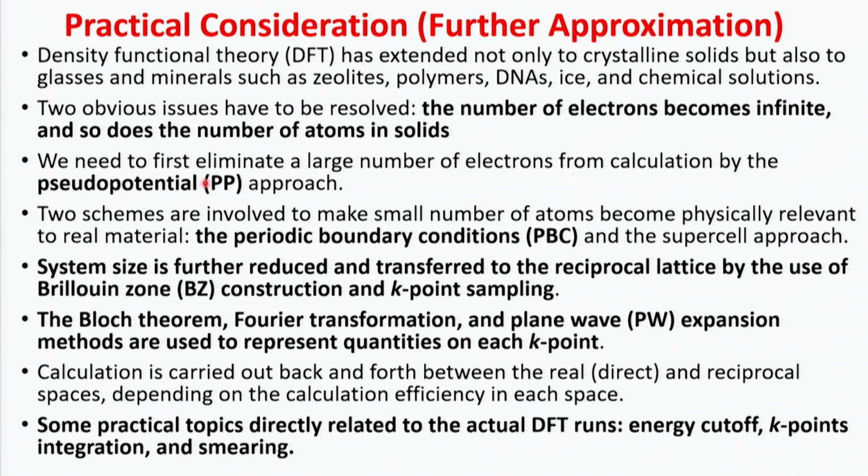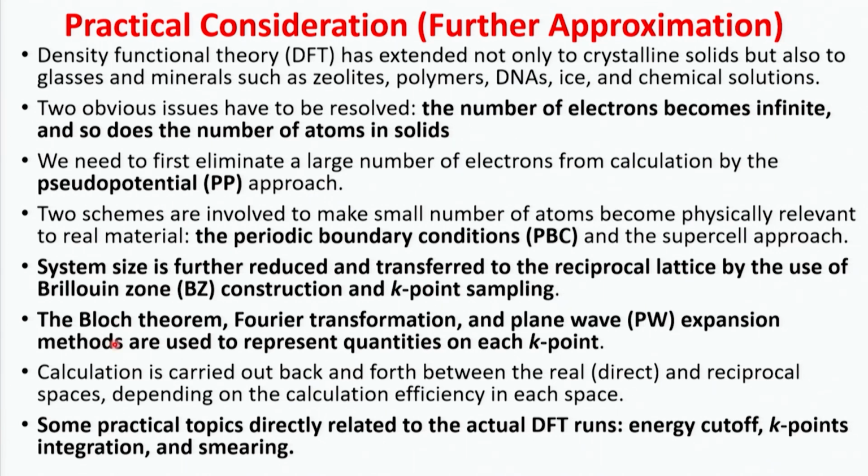In order to decrease the number of atoms you need to deal with, essentially we go for the periodic boundary condition, which we dealt with in the last class, and also the supercell approach. And within the periodic boundary condition, the system size is further reduced and transferred to a reciprocal lattice by the use of the Brillouin zone construction and k-point sampling. This is another method where you can decrease the number of atoms you need to treat, so it should be less than the atoms in the unit cell.